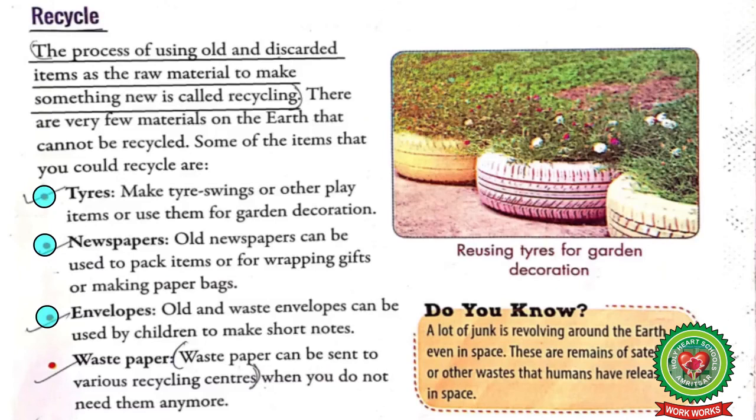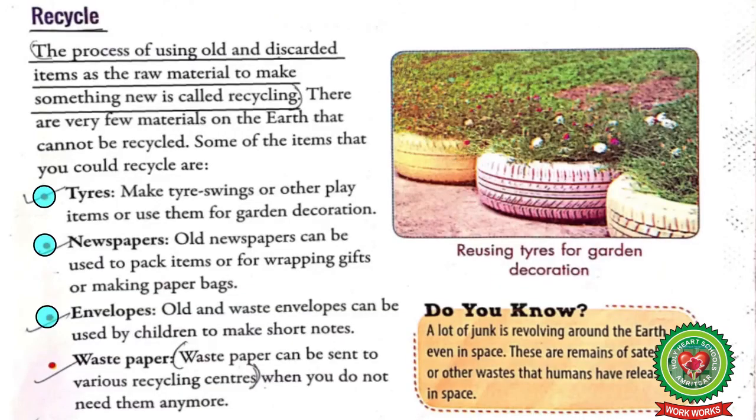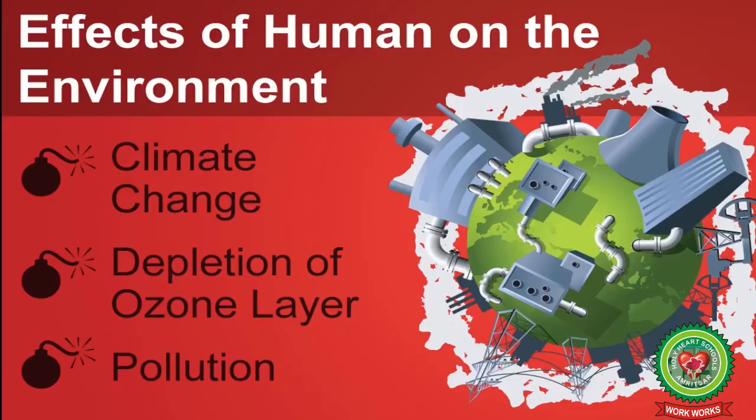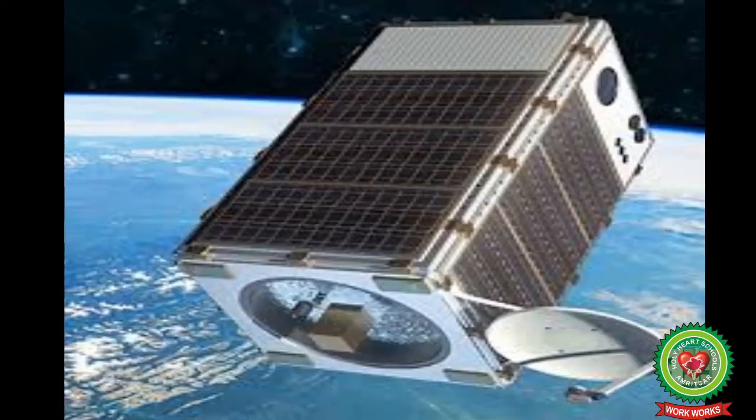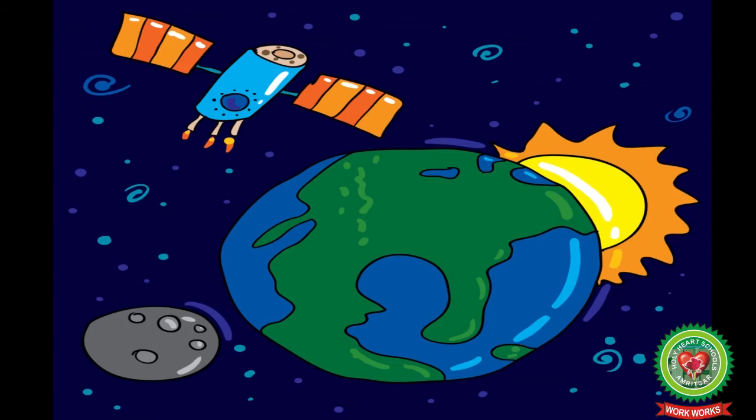Number 3 is envelopes. Envelopes can be recycled to make sticky notes or short notes by the children or even in offices. Waste paper can be recycled by sending it to recycling centers. Students, you must know that humans not only pollute the earth but also pollute space, as a lot of junk is revolving around the earth, even in space. These are remains of satellites or other waste that humans released in space.